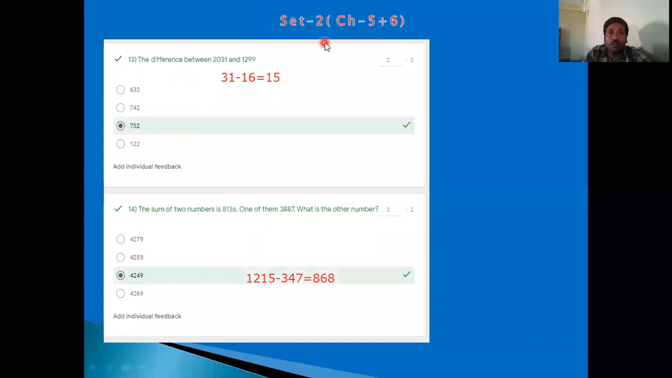Question number 13. The difference between 2031 and 1299. What is the meaning of difference? Difference means subtraction of the smaller from the greater. Which number is greater here? The greater number is 2031, and we subtract 1299. When we subtract these two numbers, we get 732.